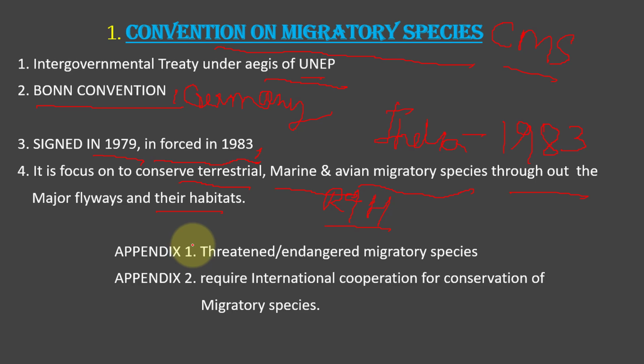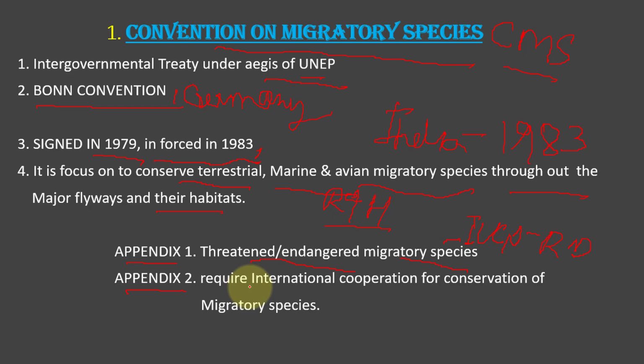So now here there are two appendices, friend: Appendix 1 and Appendix 2. Appendix 1 talks about threatened and endangered migratory species. So any migratory species, any birds or wild animals that are endangered in the IUCN Red Data list. Friend, I already explained in the previous part what IUCN and the Red Data list are. So please friend, do watch that video.